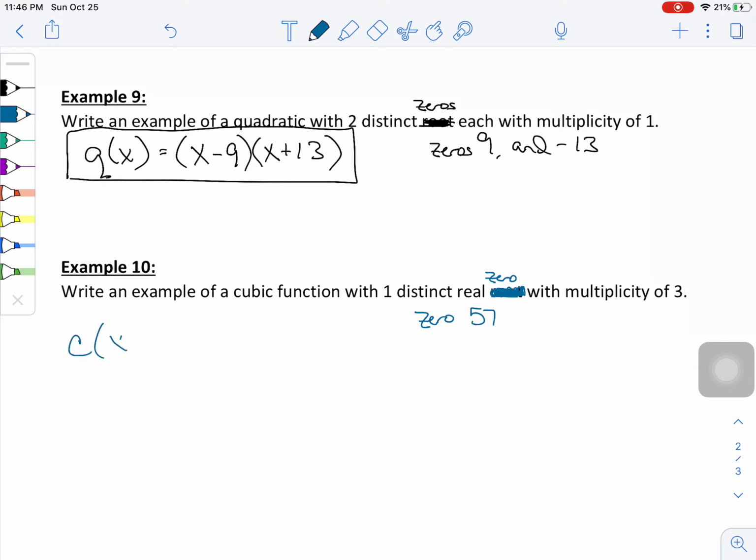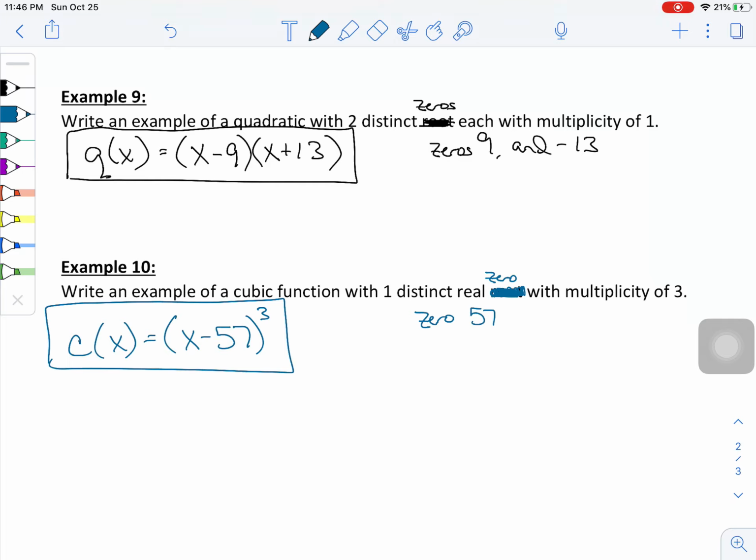Cubic function, so c of x here. Again, you can call it f of x. You could technically call it y, but because it's a function, I like to keep the function notation. So 1 real 0. That's going to be, let's say, x minus 57 with multiplicity of 3. Let's give it multiplicity of 3. So hopefully you understand kind of how to build some of these functions based off of the zeros that you are given and multiplicity.